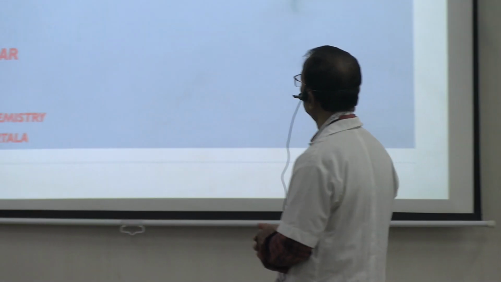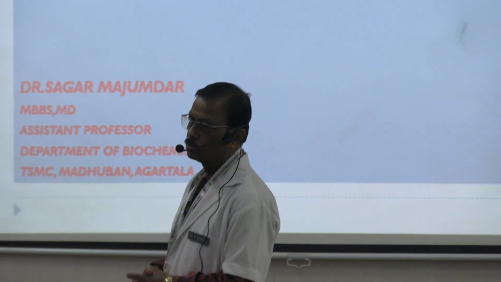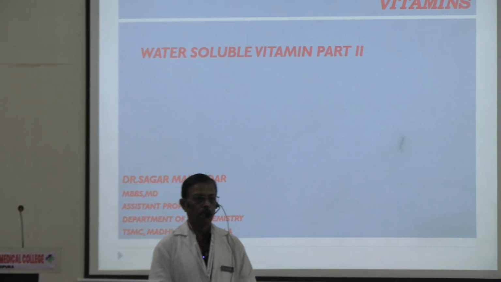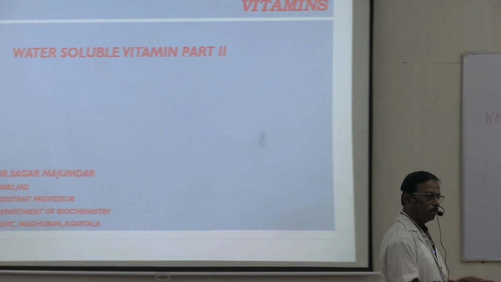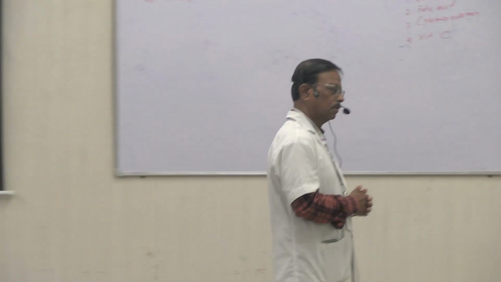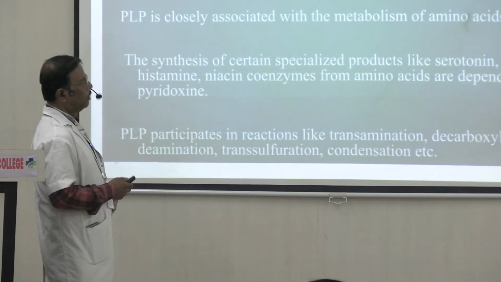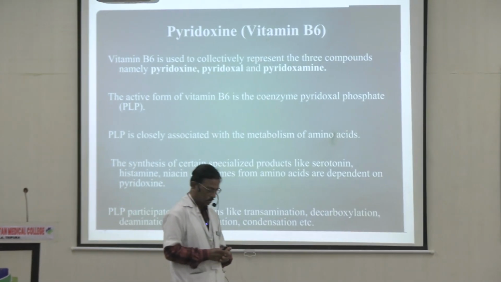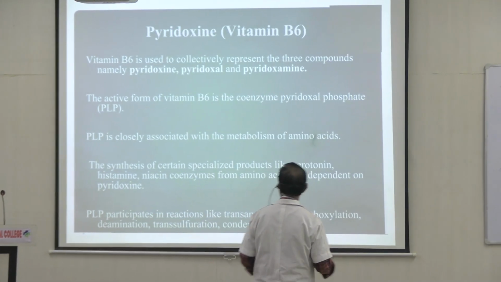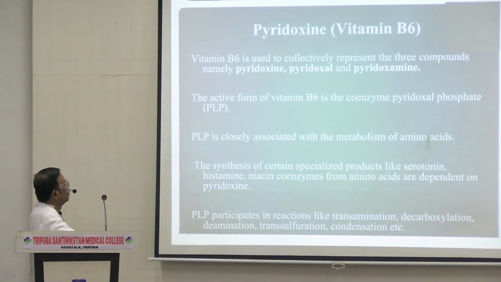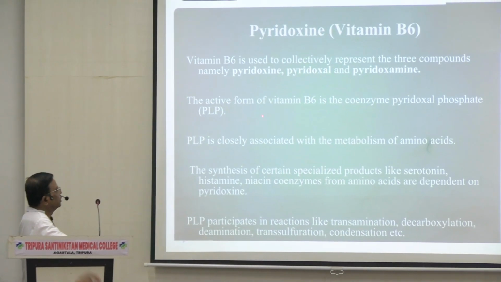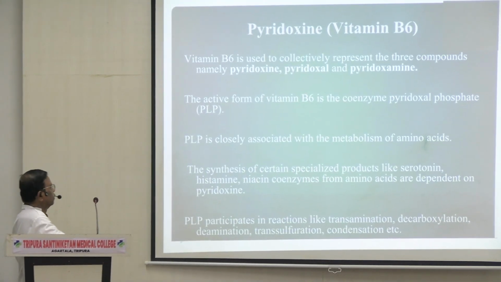Today we will start with the remaining water soluble vitamins. Out of that, the vitamin B complex and non-vitamin vitamins, water soluble vitamins. So first, pyridoxine. Pyridoxine has three vitamins: pyridoxine itself, pyridoxal and pyridoxamine.